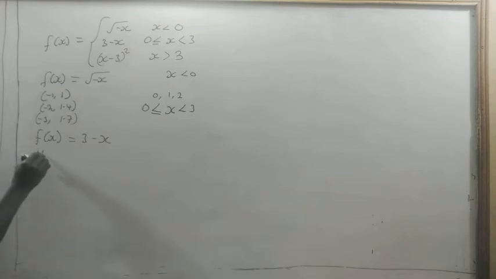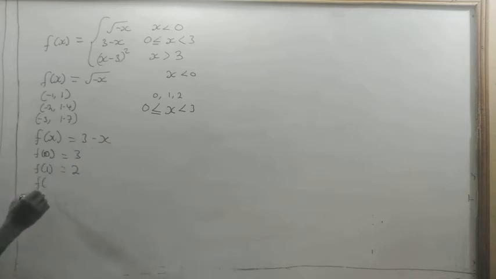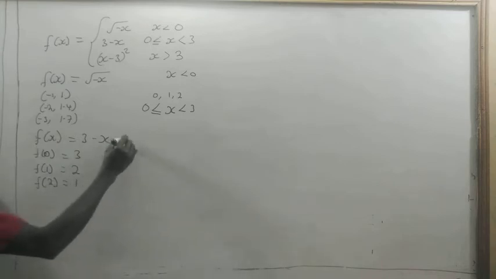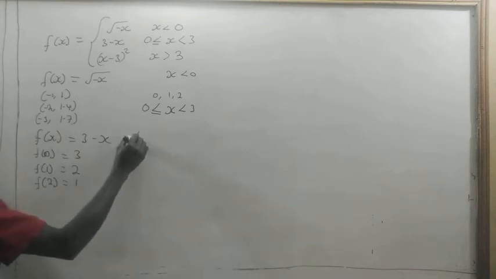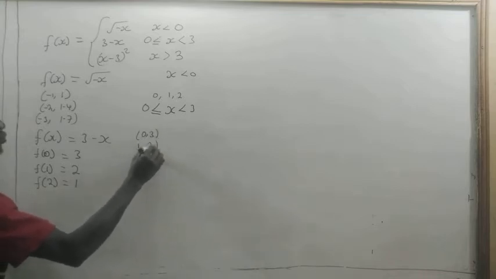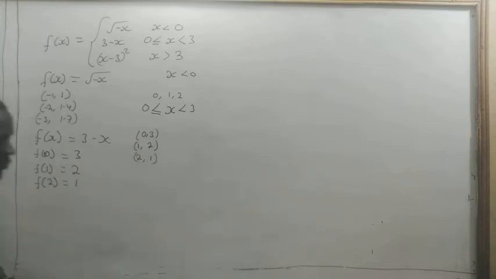So if we take f of 0, you get 3. If we take f of 1, 3 minus 1 is 2. If we take f of 2, you get 1. So for this one too, we are going to get this pair: 0 gives us 3, 1 gives us 2, and 2 gives us 1. So 3 values are okay.